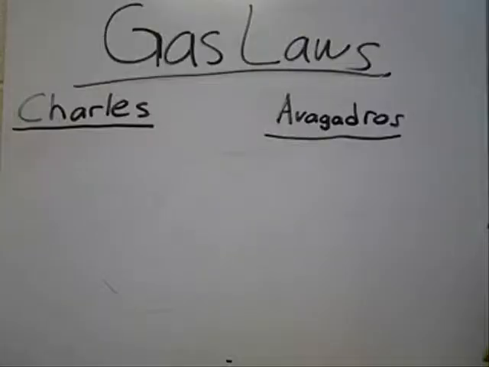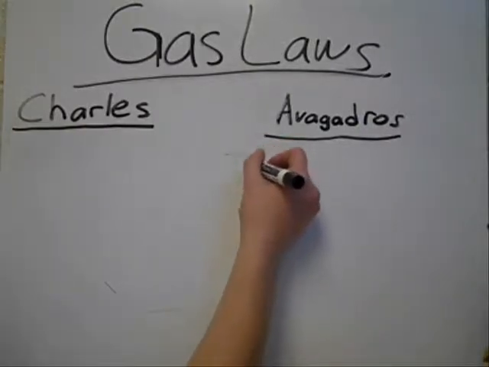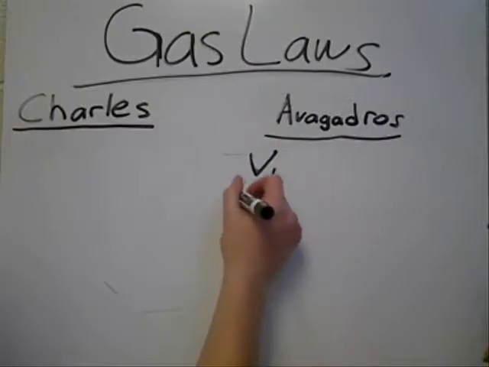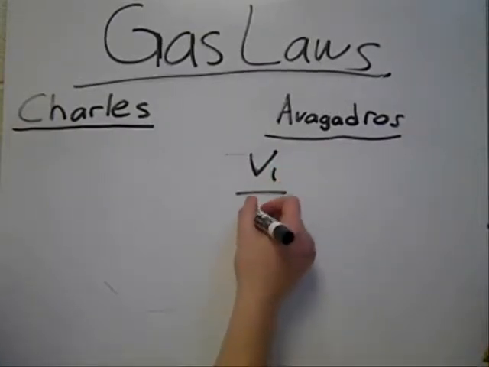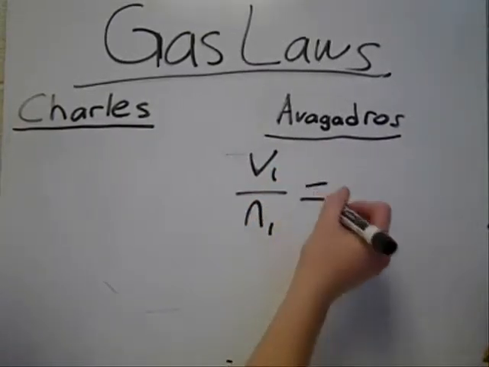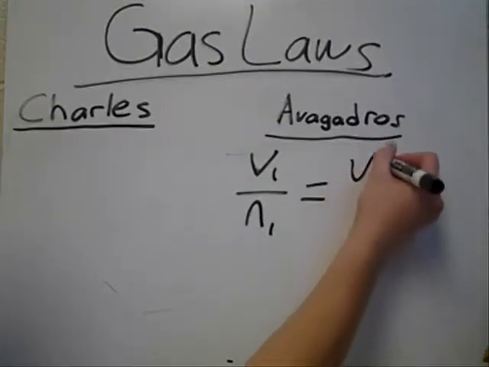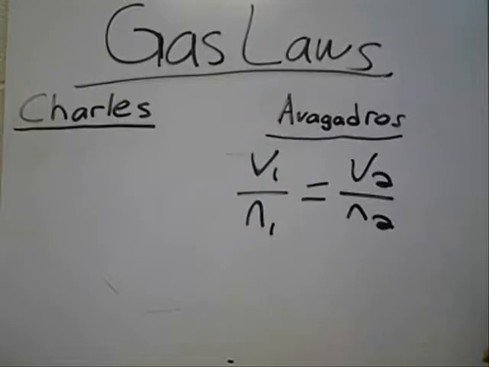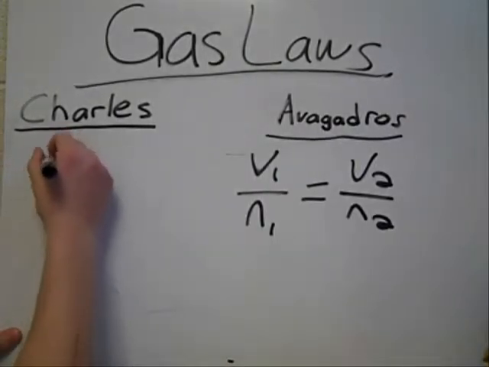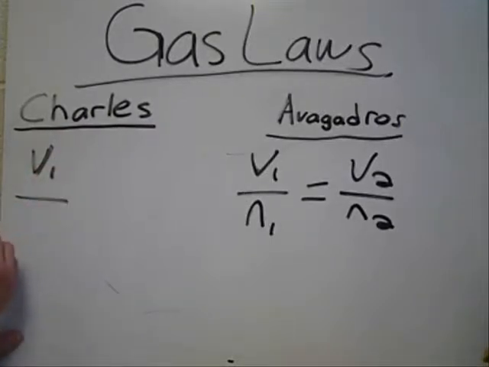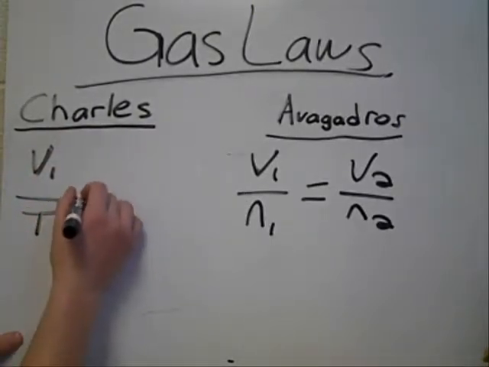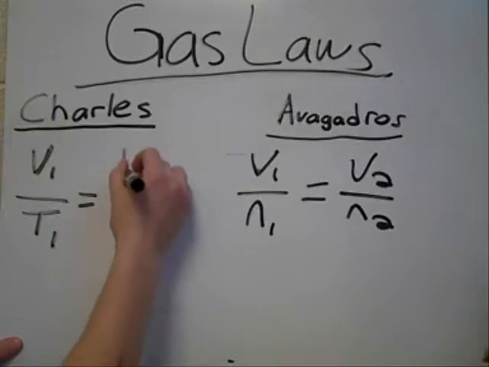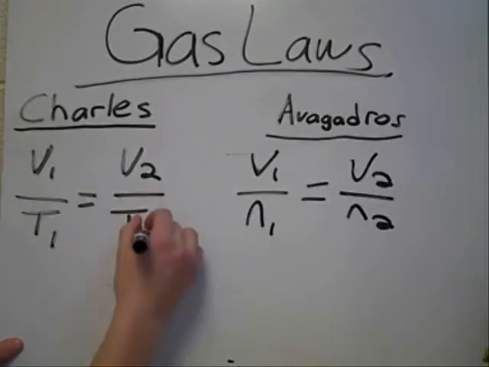So the first one that we're going to do is Avogadro's law, which is V1, which is volume, over N1, number of moles, equals V2 over N2. And almost identical to that is Charles' law, which is V1 over T1, temperature, is equal to V2 over T2.